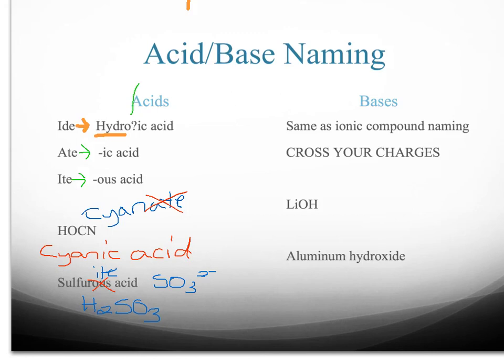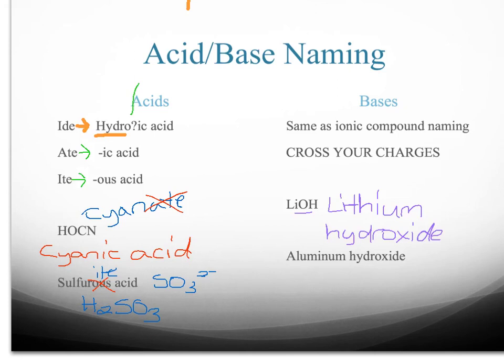So our first example, we have LiOH. So Li is lithium. OH is one of our anions. That's hydroxide. All bases will end in hydroxide. So it's always going to be something hydroxide.